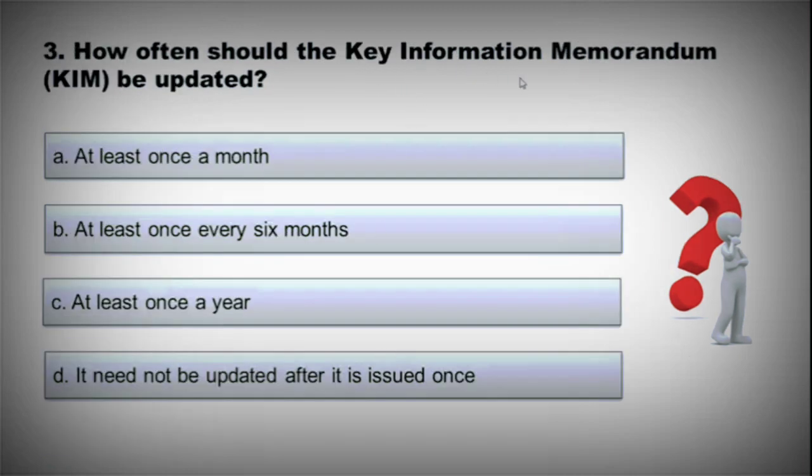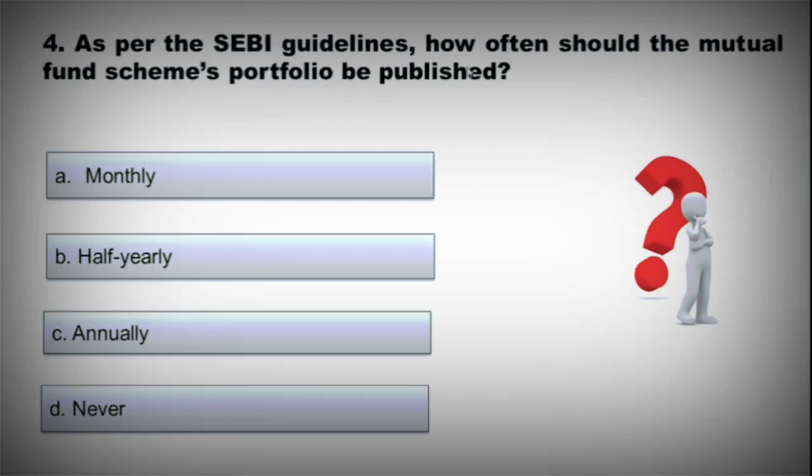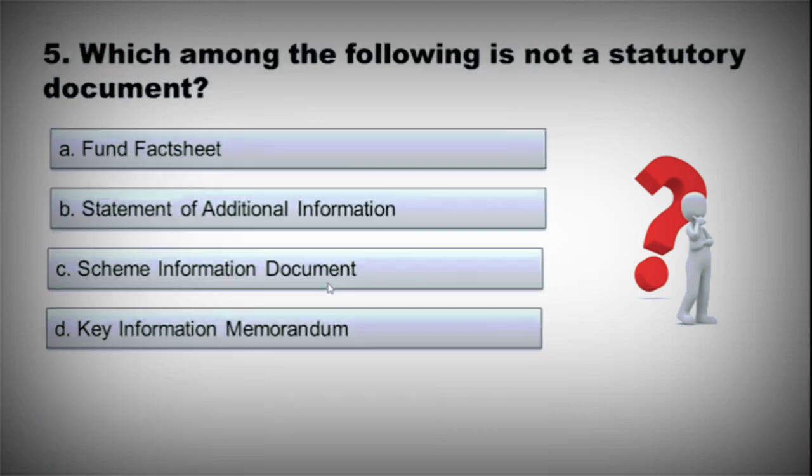How often should the key information memorandum be updated? Option A, at least once a month. Option B, at least once every 6 months. Option C, at least once a year. Option D, it need not be updated after it is issued once. So the correct option is option C, at least once a year. As per SEBI guidelines, how often should the mutual fund scheme's portfolio be published? A, monthly, B, half yearly, C, annually, and D, never. So we learned that it is option B, half yearly.